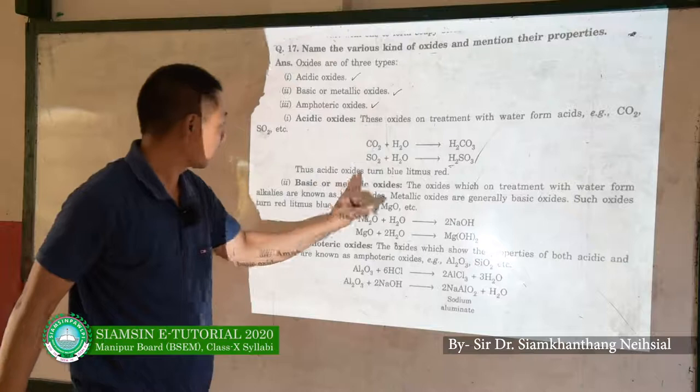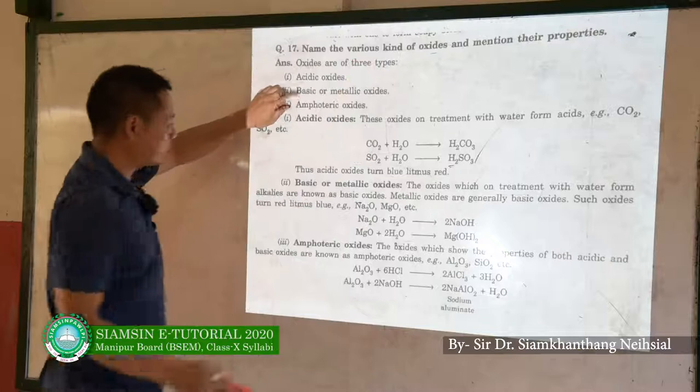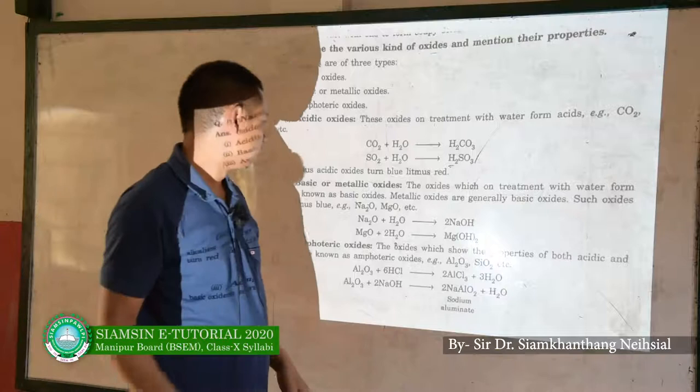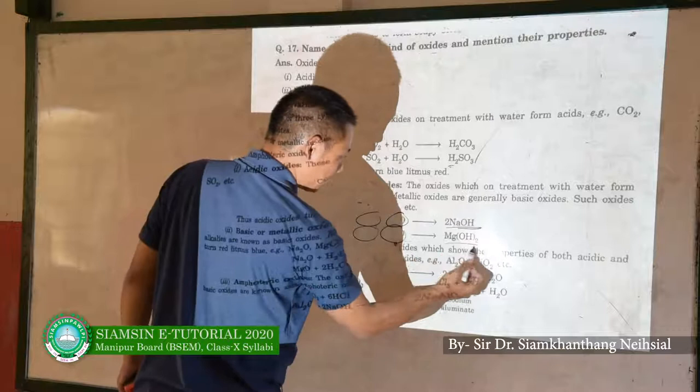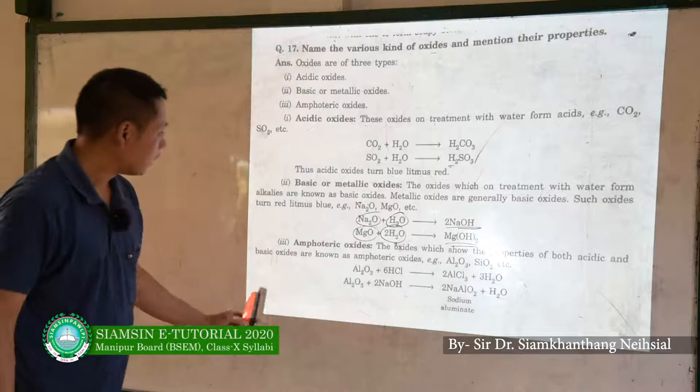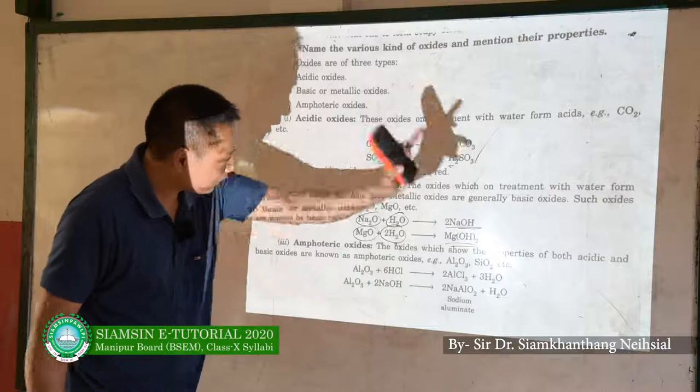Next, basic oxides, or metallic oxides. If you treat them with water, they produce alkalis or bases. For example, magnesium oxide is a base. Amphoteric means having the property of both acid nature and basic nature.